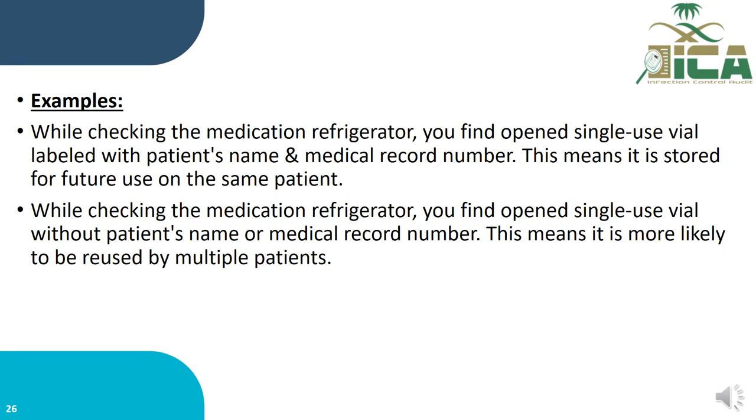These are some examples of how you check and observe whether they are using the single dose vial for a single procedure or injection in a single patient. You can check the refrigerator, and you may find an open single use vial, maybe with a label with the patient name and medical record number. That means they are using this single dose vial for the same patient, and this is not acceptable because it is single dose. That means they use it one time and remove it.